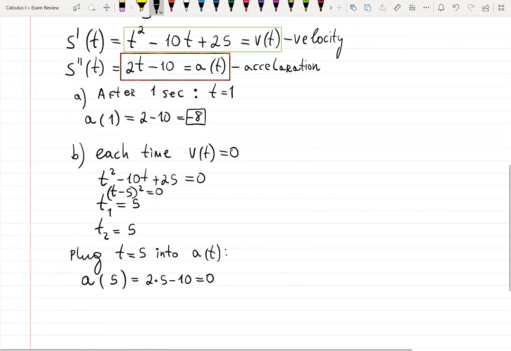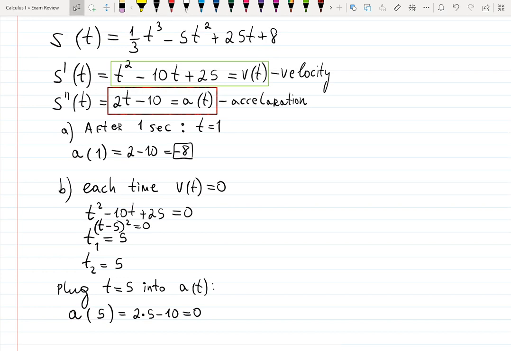And that's a nice example which asks the question not only to find the acceleration at a particular moment, but also to find the acceleration when velocity is 0.